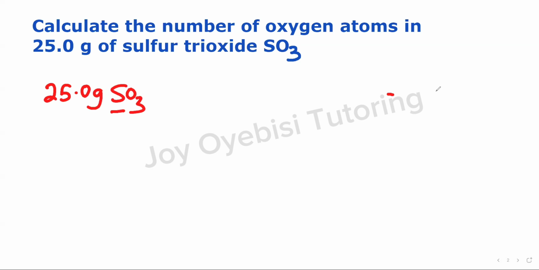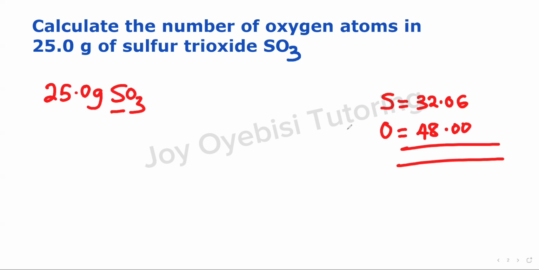So sulfur has a mass of 32.06. And since you have only one sulfur, then that's just going to be the mass, okay? Oxygen has 16 grams approximately as the mass. Now we have 3 oxygen. 16 times 3 is going to give us 48. So the total is going to be 80.06 grams per mole. This is the molar mass of SO3.